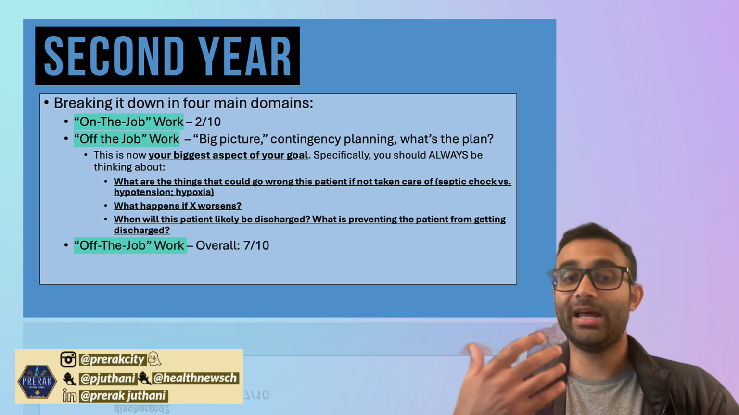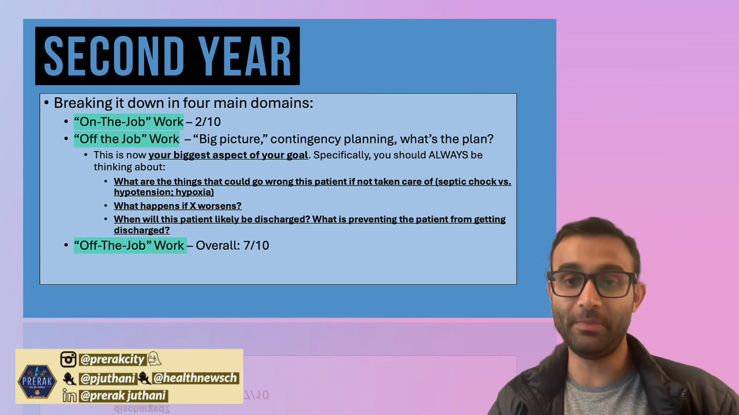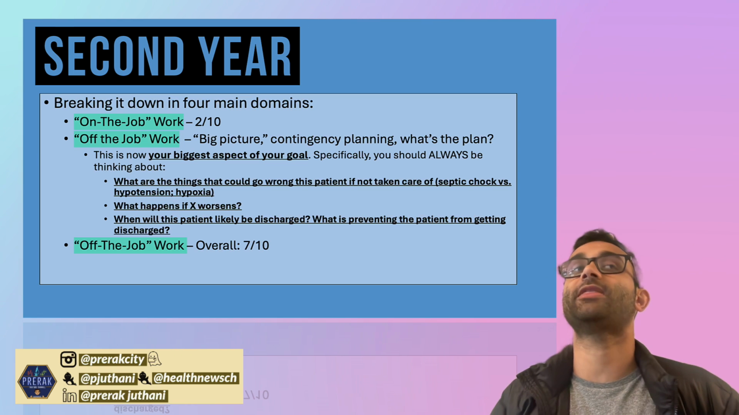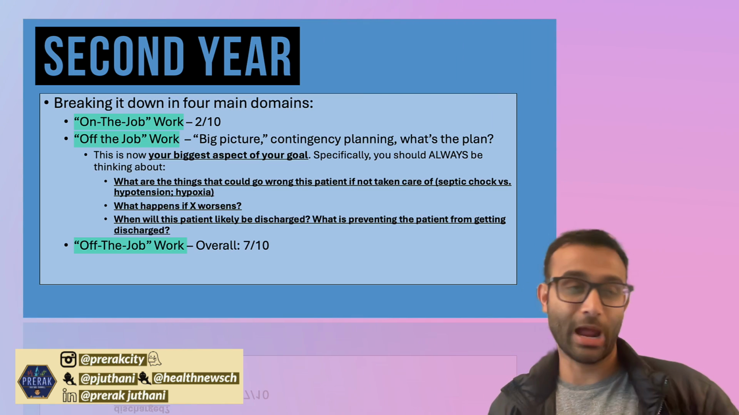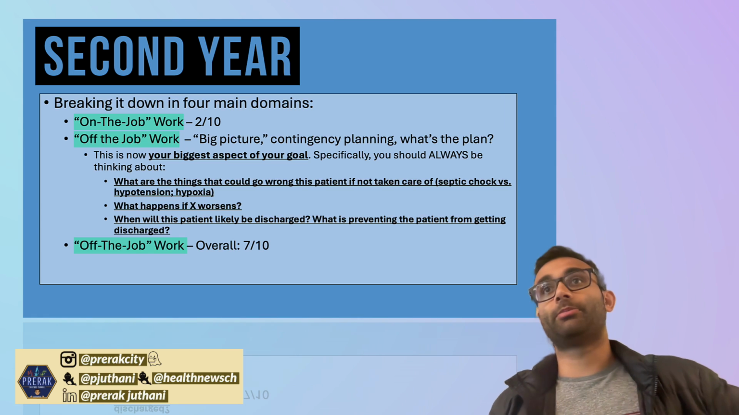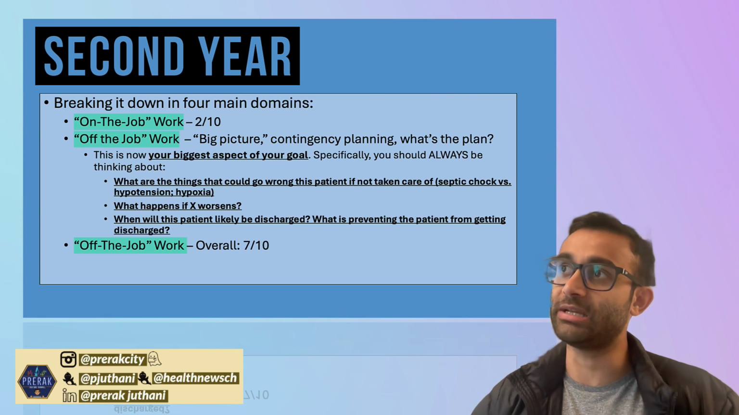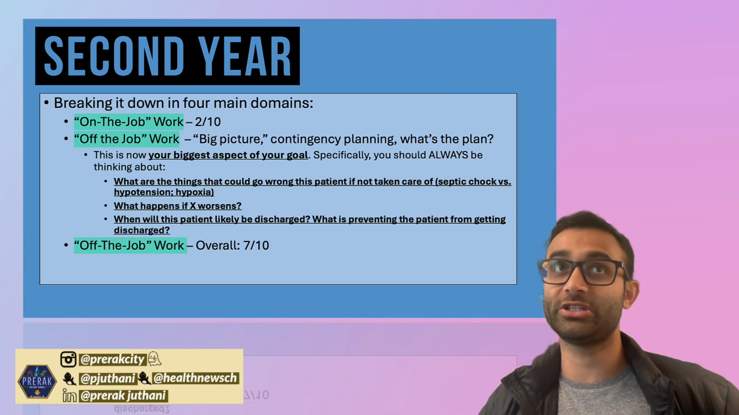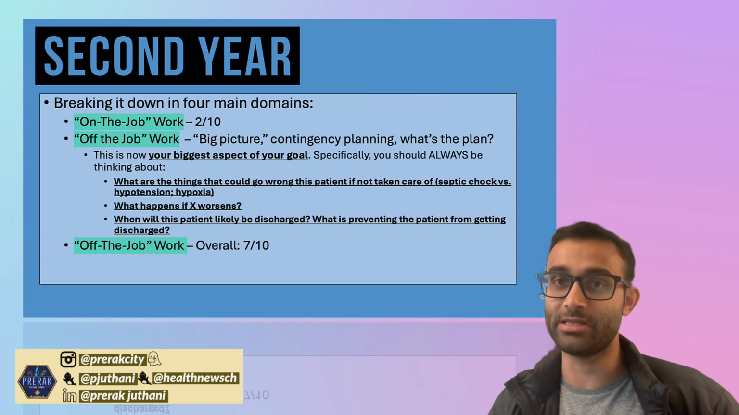So with that being said, the off-the-job work in your second year is a little bit more intense. It's a 7 out of 10. And I think this is because you have to think a lot about, hey, this patient initially came in with hypertension. But what do I do if their blood pressure goes above 200? Or what do I do if I think they have hypertensive emergency? And let's say they have hypertensive emergency and I give them an oral medication and it's not working. Which IV medication should I be thinking about using?